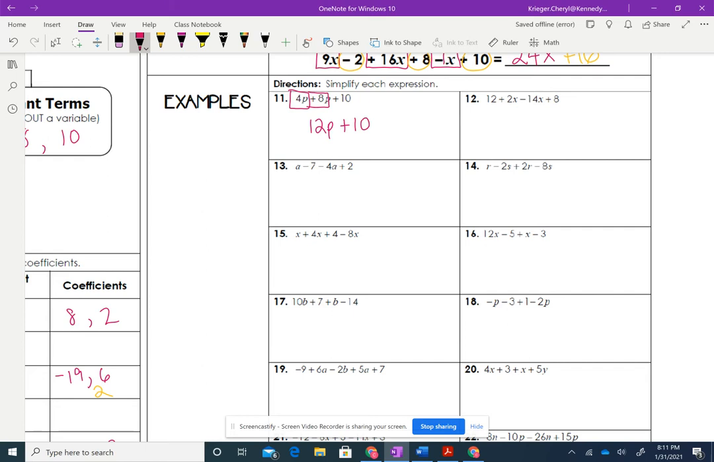Okay, so number 13, don't forget if there's nothing in front, I'll put a 1. I have 1a minus 4a is -3a, right? Those are different signs. So I subtract and keep the sign of the bigger number, that's the 4. And then I also have the -7 and the +2. -7 plus 2 is -5.